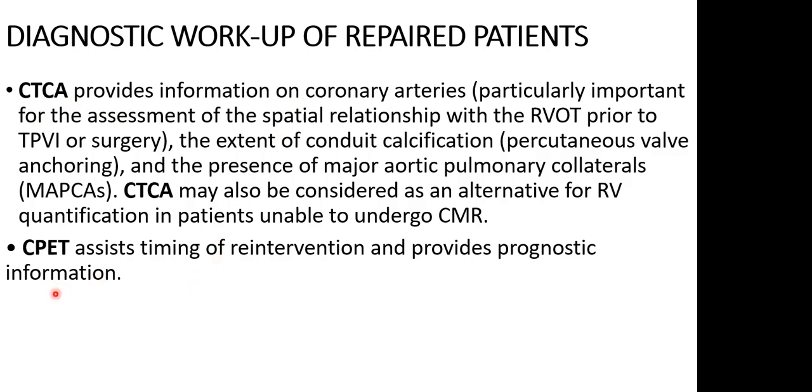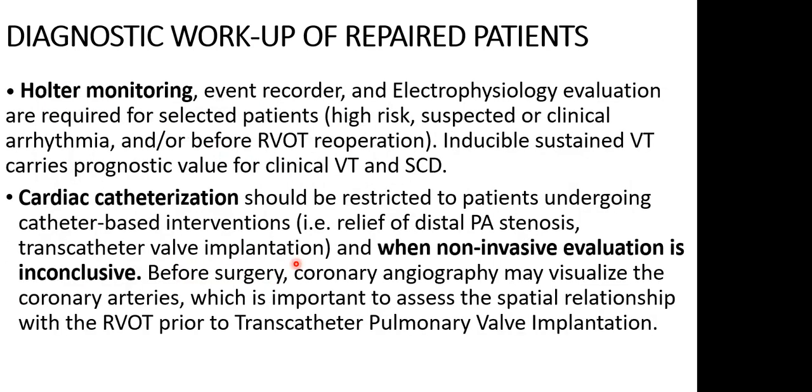Then also there's room for PET, positron emission tomography. This is said to assist the timing of the intervention and provide prognostic information in this patient. Then there's also room for Holter monitoring. This gives us the events and tells us which patients are at risk of inducible sustained VT, and those who have prognostic value for clinical VT and sudden cardiac death. So it gives us a picture of high-risk patients for arrhythmias before this procedure is carried out.